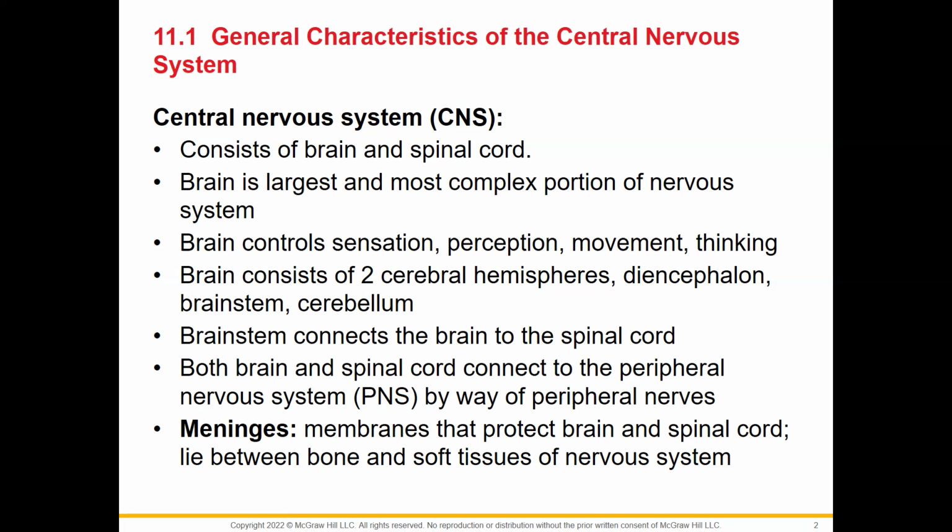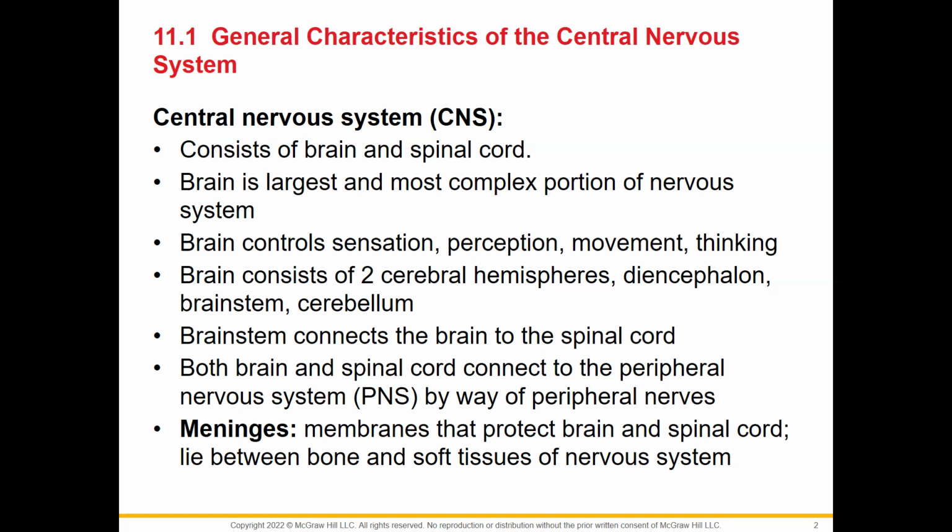The brainstem is the part of the brain that starts off in the brain, but then continues in the vertebral canal. It goes through the foramen magnum to become the spinal cord from the brain stem. Both the brain and the spinal cord connect to the peripheral nervous system by way of peripheral nerves.